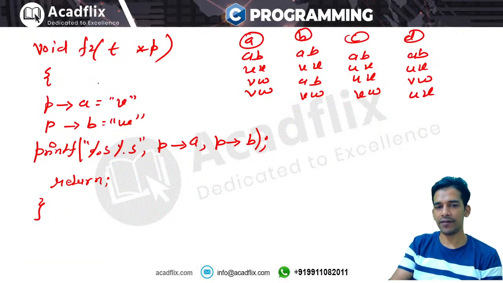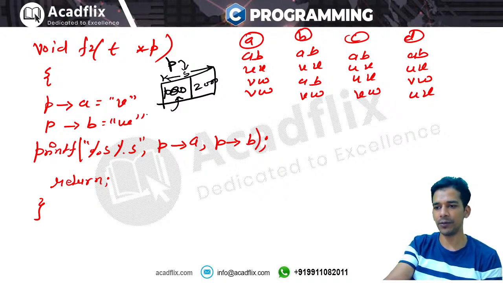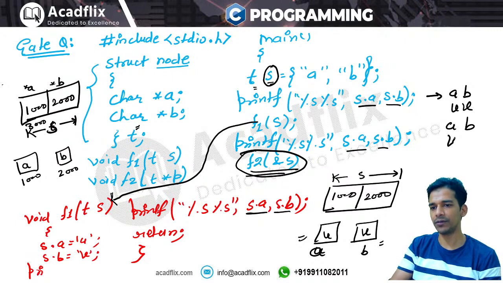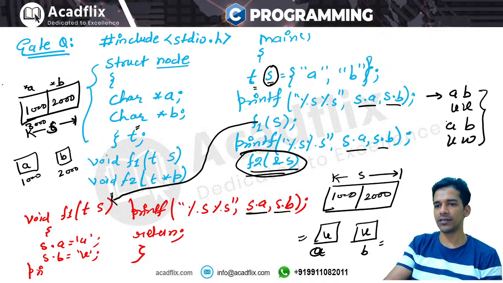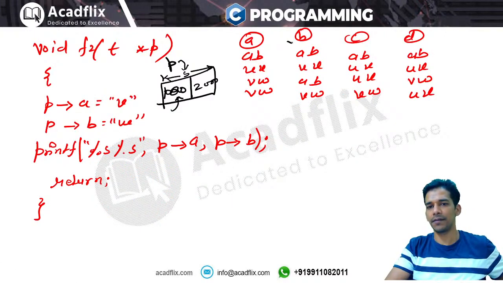So you will go to the function f2 in which we have a pointer, and this pointer P is pointing to a structure S in which we have A and B. So we have two addresses, that is 1000 and 2000. Then we are saying whatever P is pointing to, go to the A part of this and access the V value. So these two values will be modified now, and they will become VW. This time they will be modified. So AB UV, AB VW. That is option B will be the right answer.